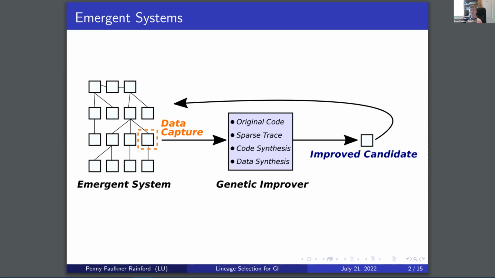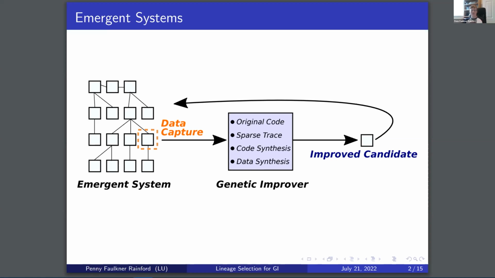and in our case, we also synthesize some extra code, because these code units are often under 200 lines in length, and some synthesized data to speed up the process, so we can capture a very small amount of data from the actual system and expand its size for training purposes. We run a genetic improver, we get an improved candidate, and we pop it back into the system.